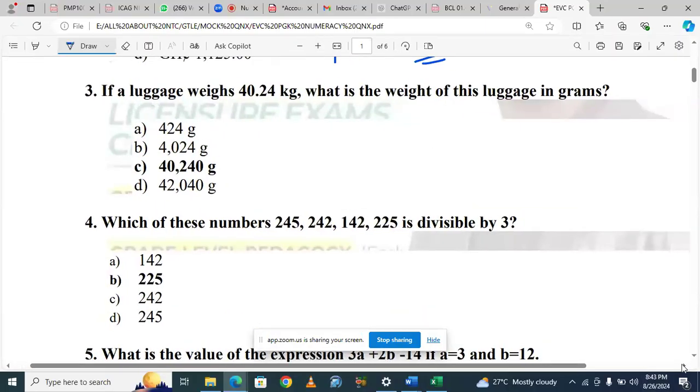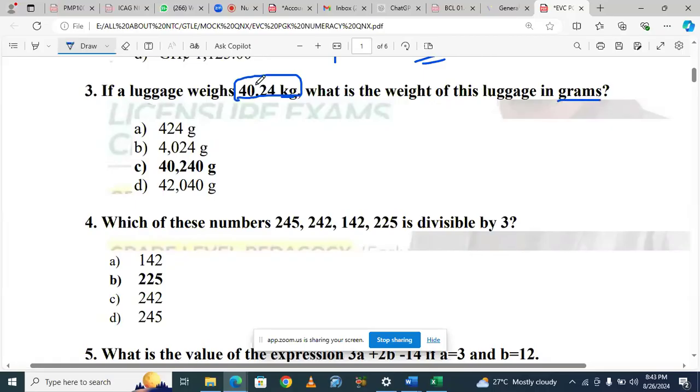Please, I'm reading. If a luggage weighs 40.24 kilograms, what is the weight of this luggage in grams? So please, what does the question mean? The question says if a luggage weighs 40.24 kilograms, what is the weight in grams?